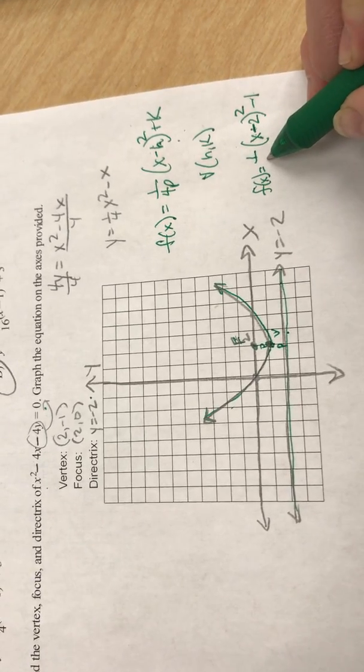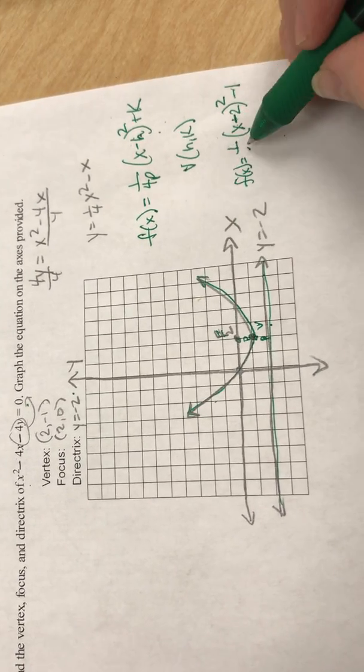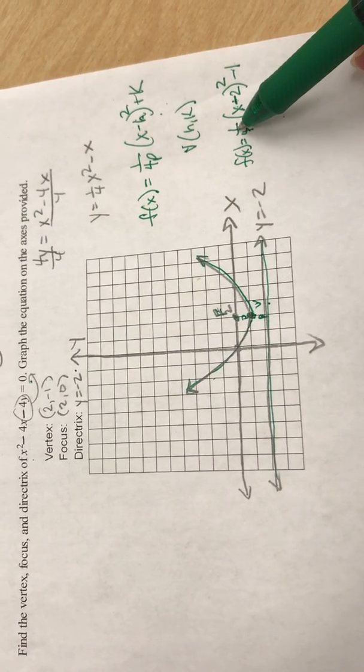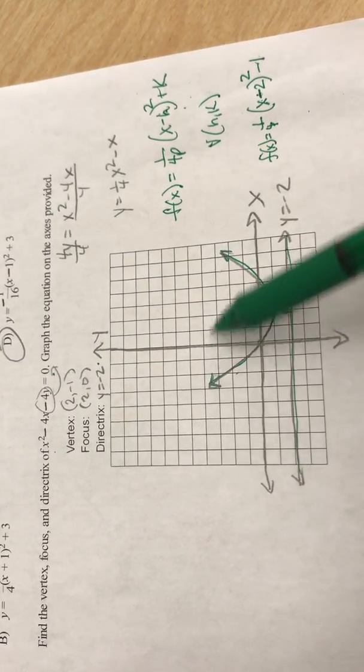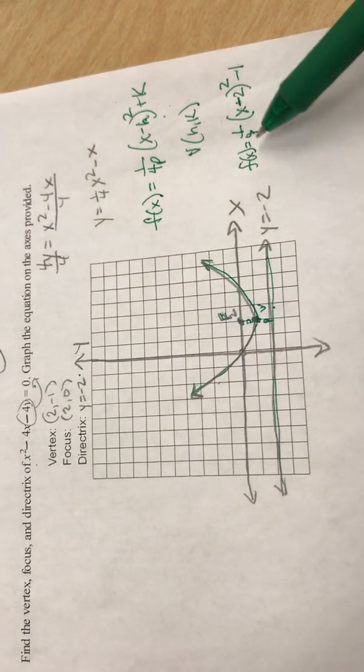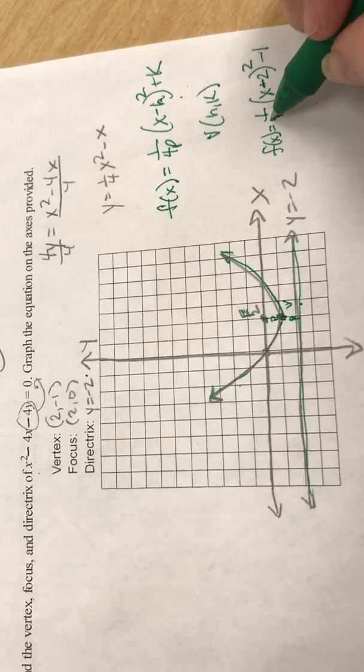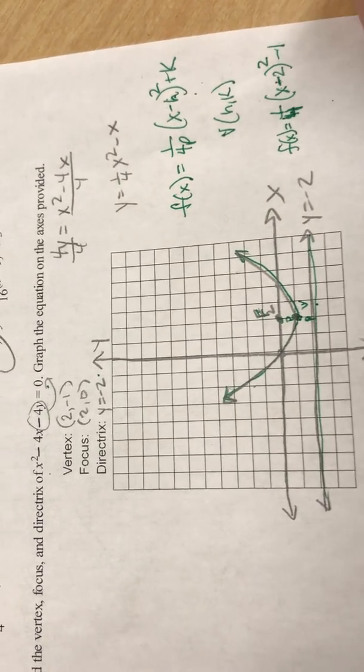And this needs to be 4 times p. Well, p is 1, so it would just be 4. And I would know that this is going up, so that stays positive. If the directrix was up here and it was pointing down, then that would be -1/4. Okay? It's kind of sloppy, but you should be able to tell.